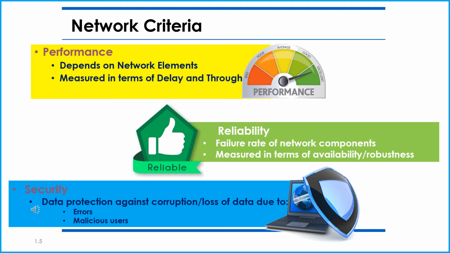The second criterion is reliability. Reliability is the failure rate of a network component. It is measured in terms of its availability and robustness. The third important network criterion is security. Network security issues include protecting data from unauthorized access, protecting data from damage and modification, and implementing policies and procedures for recovery from breaches and data losses.